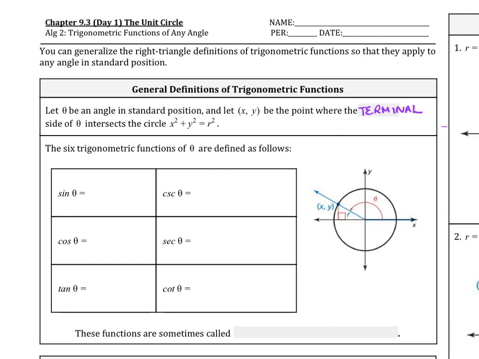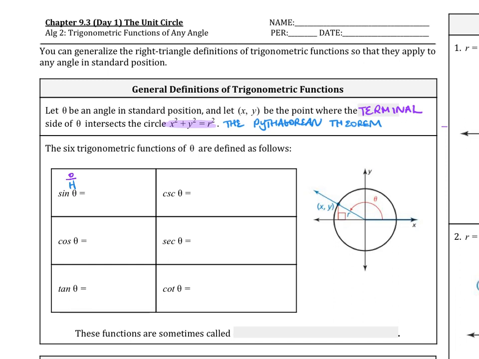Now looking at that x squared plus y squared equals r squared, what does that remind you of? Hope that reminds you of the Pythagorean Theorem, where a is one leg, b is the other leg, and r squared will represent the hypotenuse. So notice this here. The 6 trigonometric functions of theta are defined as follows. So let's just say for a moment that theta is here. So sine, if we remember, sine is always opposite over the hypotenuse.